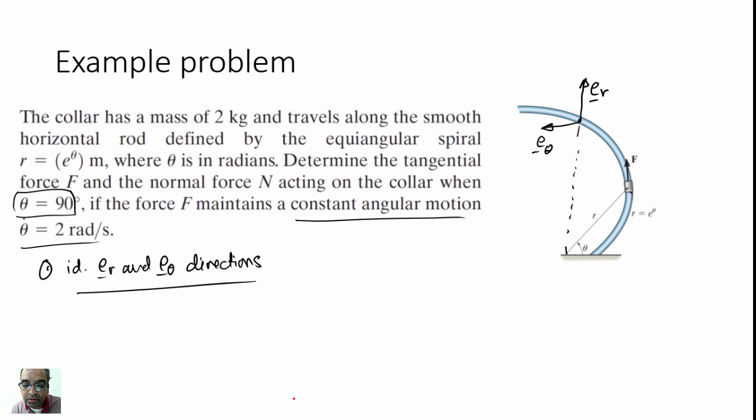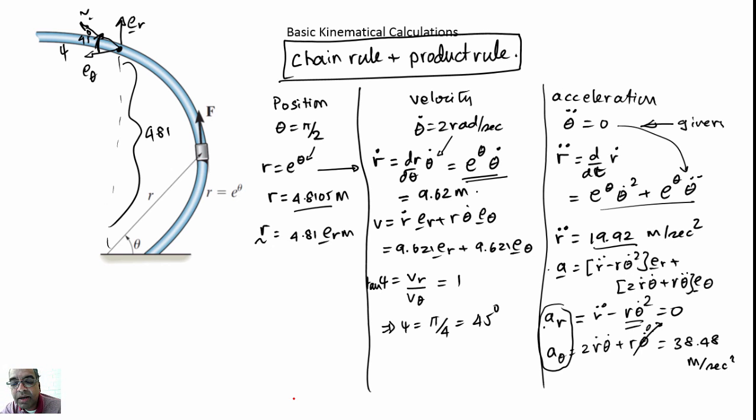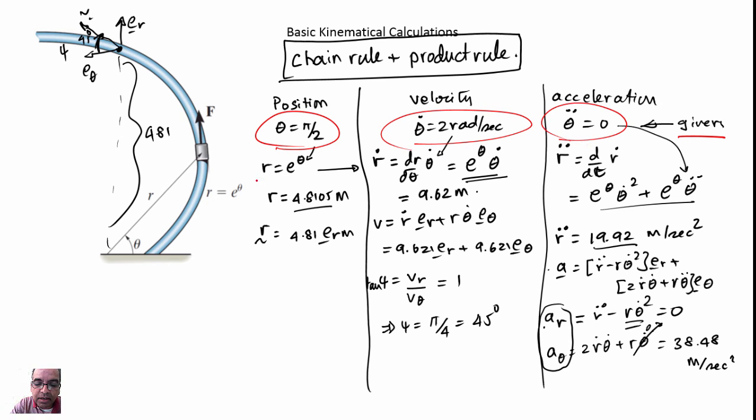So let's quickly cycle through the process. We first identify the location of interest and draw e r and e theta. Then we create a kinematic calculation table that will help us: position, velocity, acceleration. Write down the given information here. For cams, it will always be something about theta, theta dot, and theta double dot. And then this is my equation for the curve, r equals e to the theta. Find the radius, do r dot, and then you will find velocity is r dot e r plus r theta dot e theta. If you compute that, then you can find tan psi. This will be very useful for you.